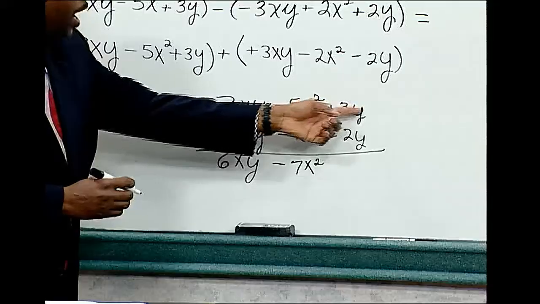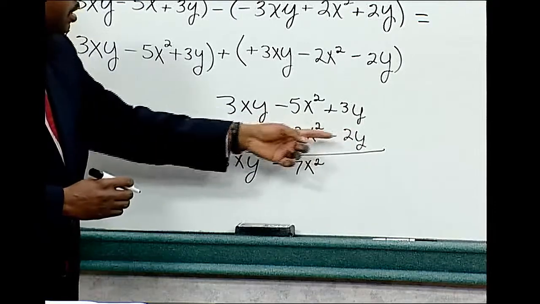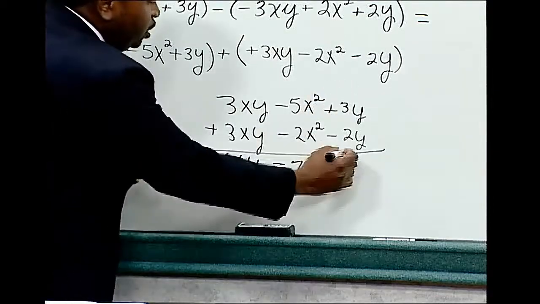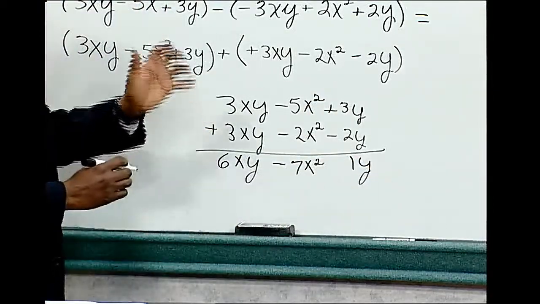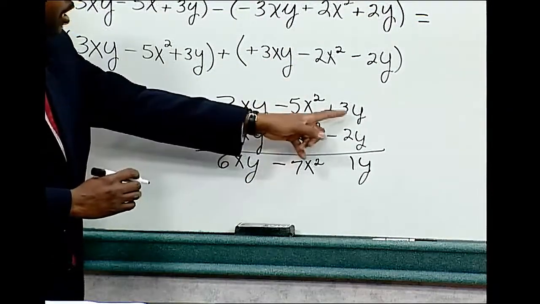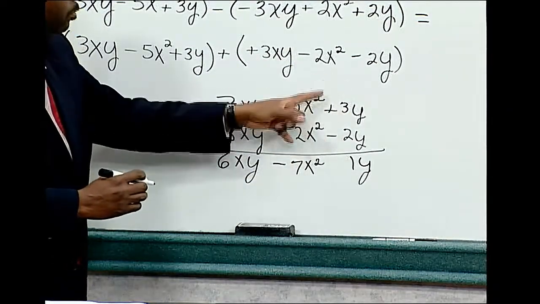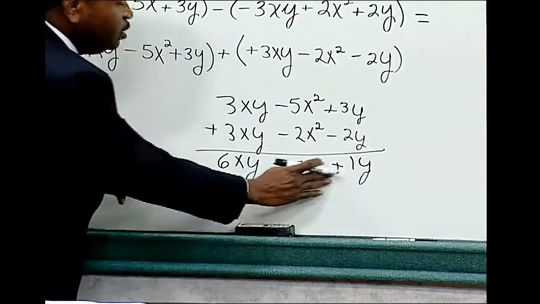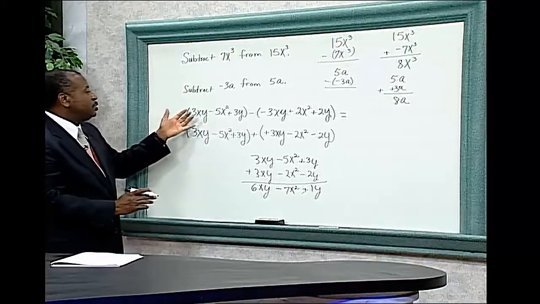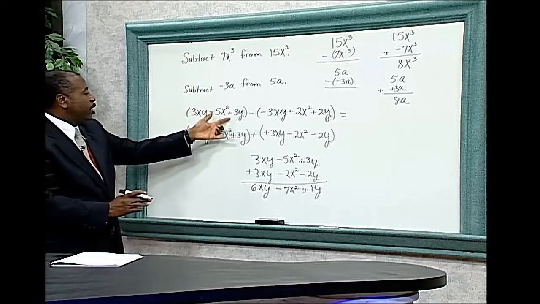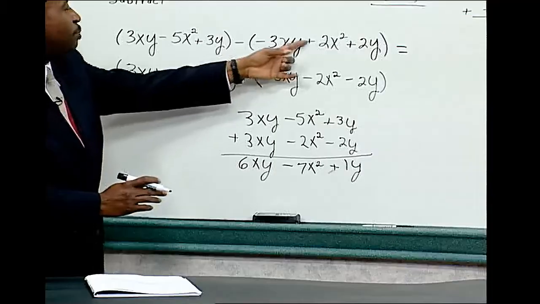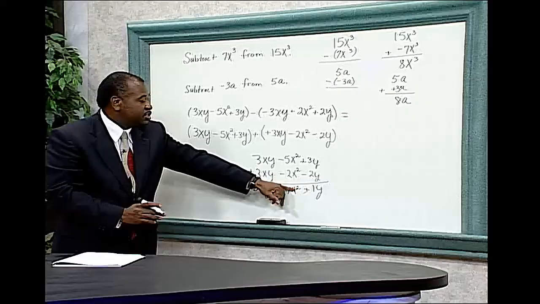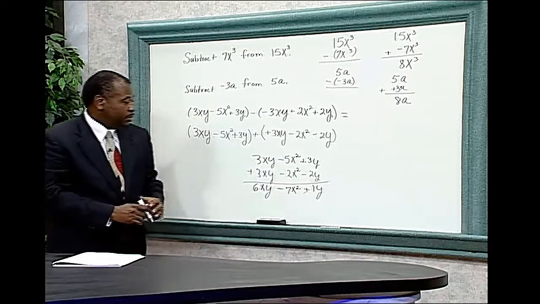A positive 3y plus a negative 2y. Notice here the signs are different. Therefore, we need to subtract. 2 from 3 leaves 1. Anytime we subtract, always take the sign of the largest number. The largest number is 3. The 3 is positive. Therefore, the answer will be a positive 1y. So the solution to this particular problem, 3xy minus 5x squared plus 3y minus a negative 3xy plus 2x squared plus 2y, is equal to 6xy minus 7x to the second power plus 1y.